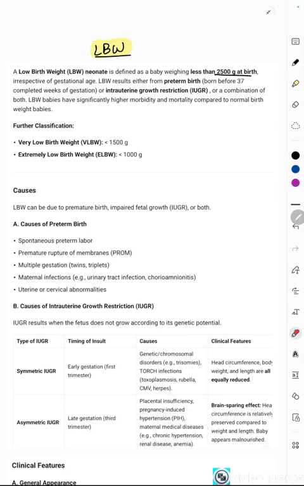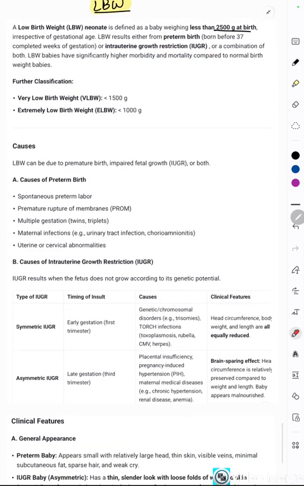The next topic is low birth weight babies. Low birth weight is defined as a baby weighing less than 2.5 kg at birth. It results from two important conditions: either a preterm birth, that is a baby born at less than 37 weeks of gestation, or IUGR, intrauterine growth restriction. The further classification can be very low birth weight babies, less than 1.5 kg, or extremely low birth weight babies, less than 1 kg.